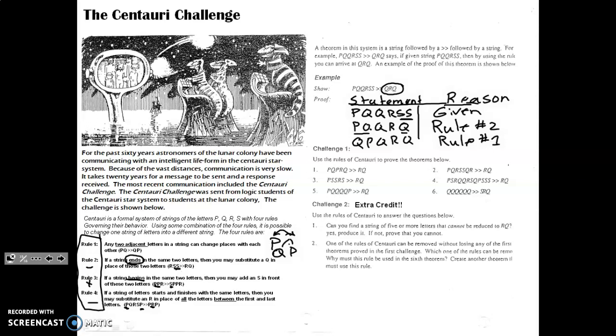And then I should have explained why I want a Q at the front and a Q at the end. Well, that's because I want to use rule number 4. Rule number 4 allows me to replace all these middle letters when I have the same letter at the front and the same letter at the end. I can replace all those letters with just an R, and that's rule number 4. And that's what we're trying to do.